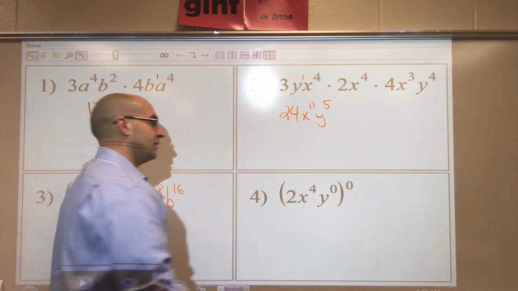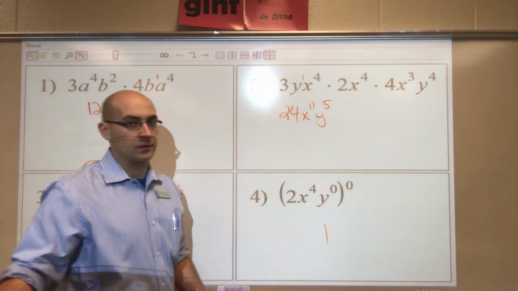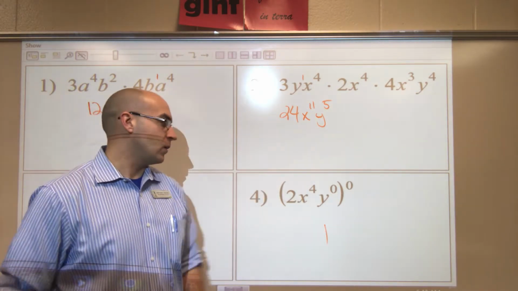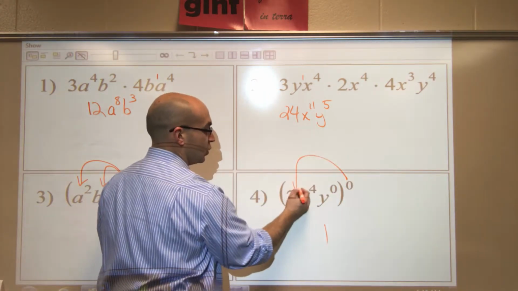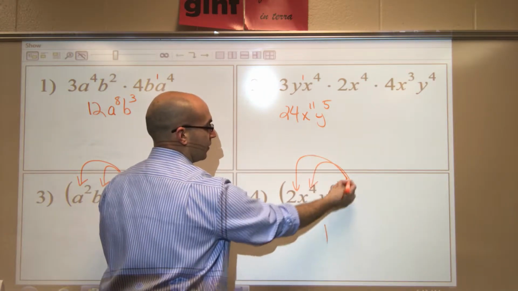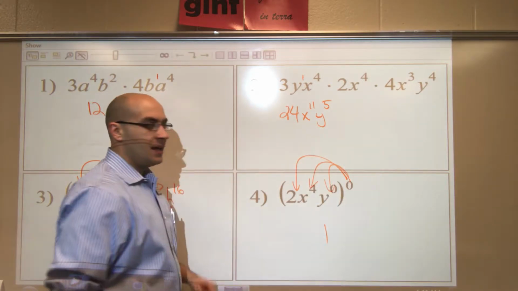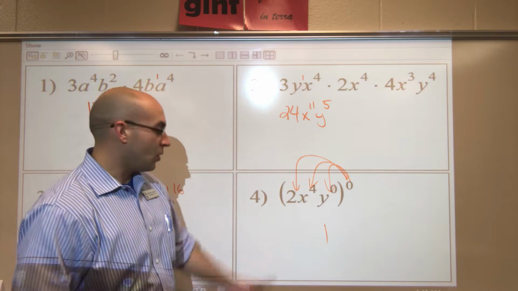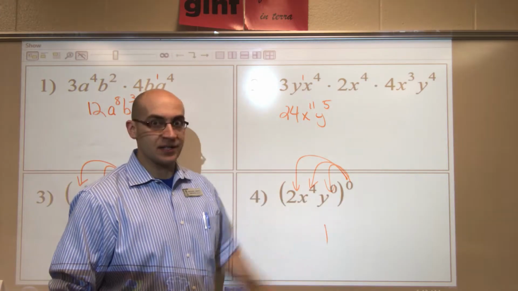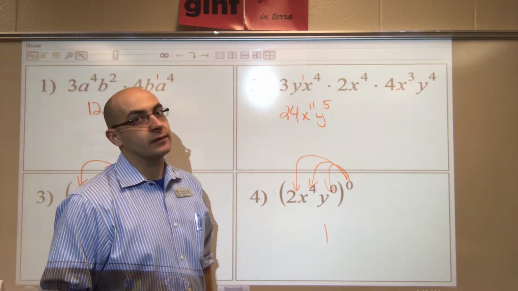You're back. This is just 1. The answer is just 1. Not 1 exponent, just 1, the number 1. And here's why. If I'm distributing the 0, which means I'm going to distribute it to the 2, to the x to the 4th, and to the y to the 0. Anything to the 0 power is just 1, the number 1. Well, this entire thing in parentheses is raised to the 0 power. It's just going to be 1.